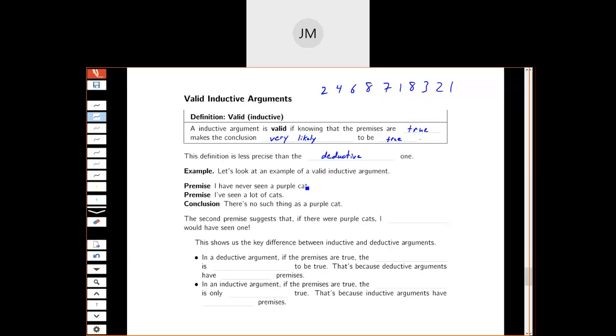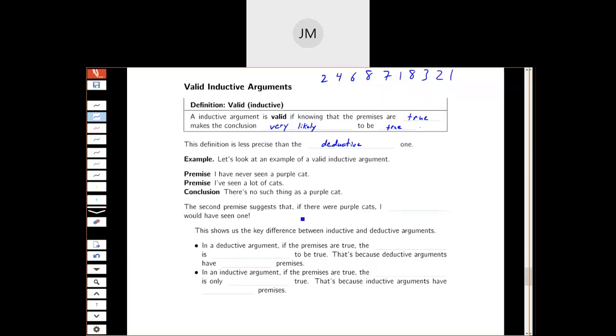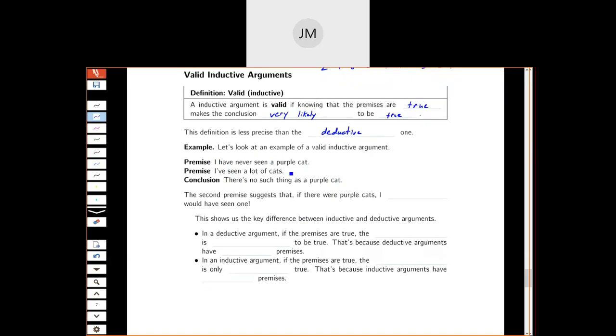I've never seen a purple cat. I've seen a lot of cats. Therefore, I conclude there's no such thing as a purple cat. So the second premise here, I've seen a lot of cats, suggests that if there were purple cats, I probably would have seen one.